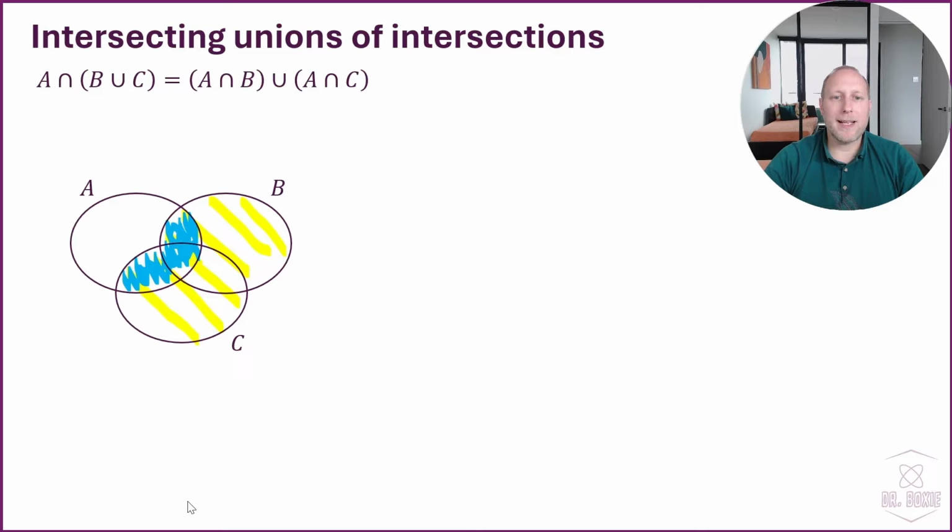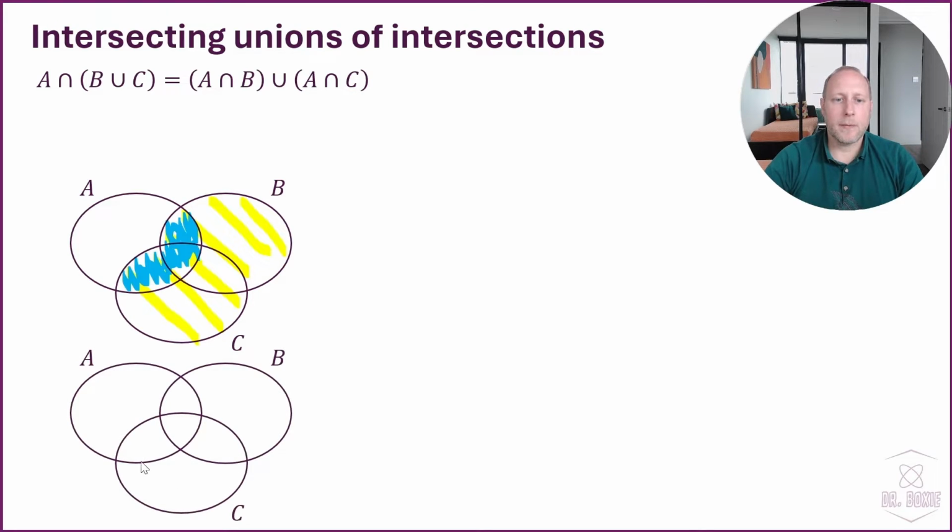If we want to look at the right-hand side, we get the following. We want the union of A intersected with B and A intersected with C. So what is in A intersected with B? Well, that is all of this. What is A intersected with C? That is all of this. And the union of those two is exactly equal to what I colored in blue above. So that is a visual proof of this equality.